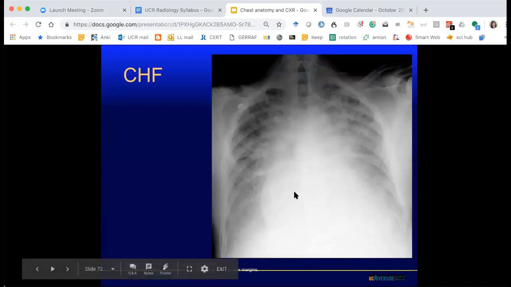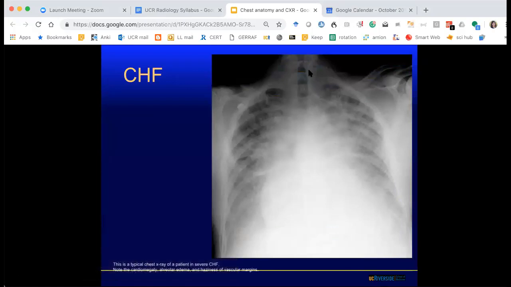Okay, so here is another example. So lines and tubes, I see something here, but it doesn't look like the normal course of a normal line. So it's probably external. So quality is really important. That's why our technologists are taught to remove all the EKG leads and all these things that could be superimposing the image, because you can really get confused. But here, so no lines and tubes.